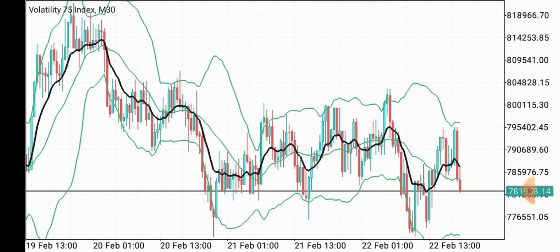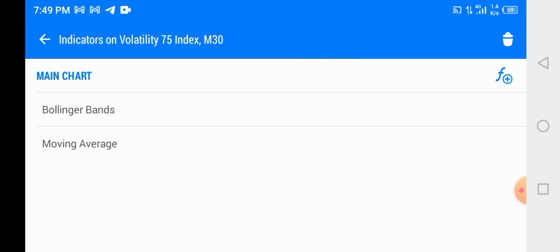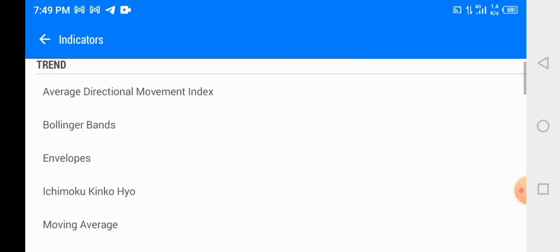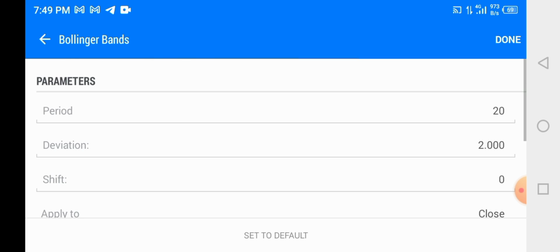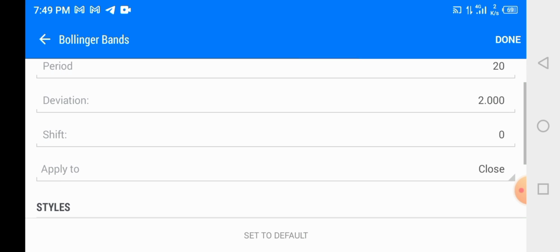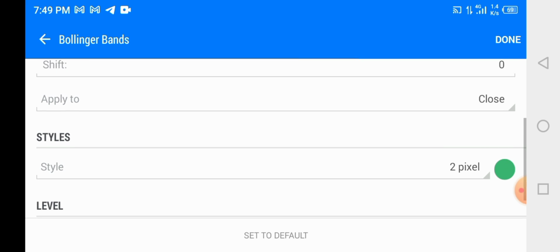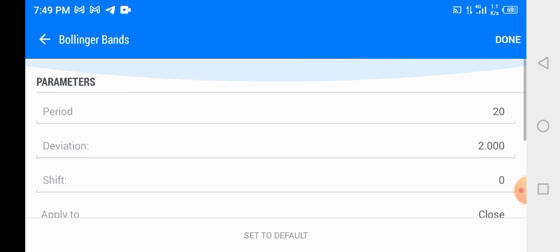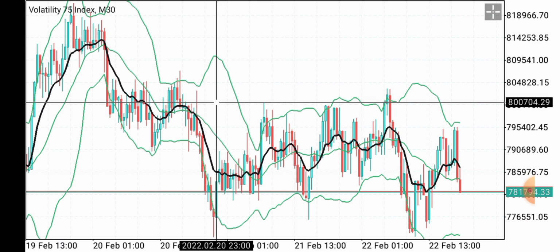To add these indicators, you just simply click on the F icon, which represents the indicators. It's going to take you to the indicator window. You are going to see a couple of indicators here. We'll be working with the Bollinger band. For this Bollinger band, you set the period to 20, deviation 2.000, shift 0, apply to close, 2 pixel, and you choose whatever color of your choice. So you click on done, and you're going to see it appear on your chart like this.